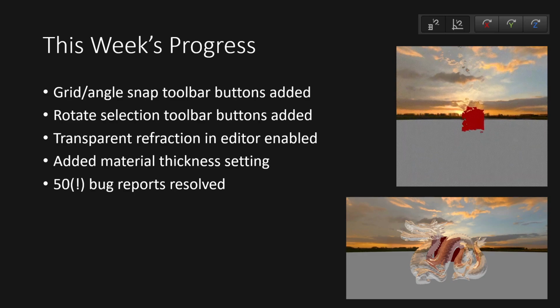Transparent refraction with transparency is enabled in the editor. The only reason it was disabled was because of some incompatibilities with the grid shader, but that's all taken care of now. I also added a material thickness setting, which interacts with refraction.